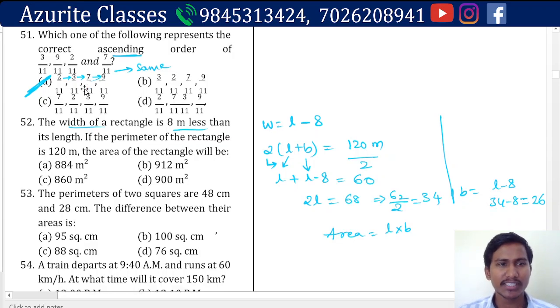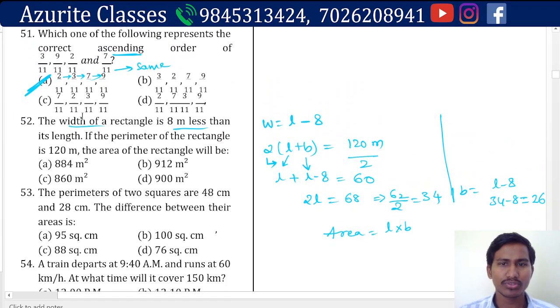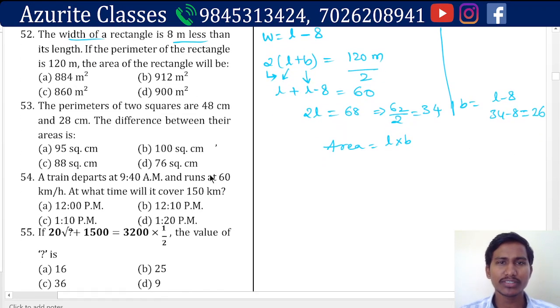Okay, good. Next here, 52 question. The question is, the width of the rectangle is 8 meter less than its length. If the perimeter of the rectangle is 120, the area will be, we have to find it. So what have they given? They have given width as length minus 8. So 8 less than length will be width.